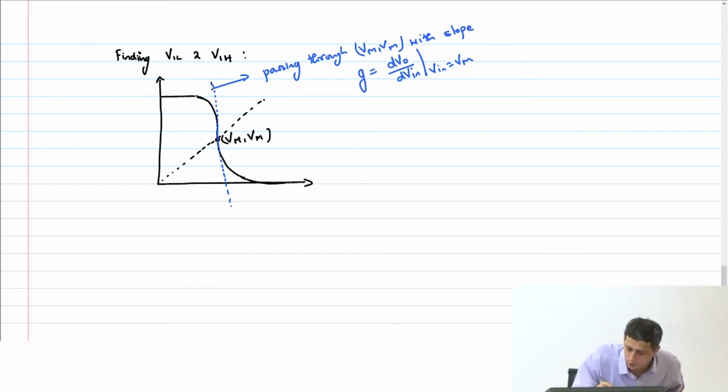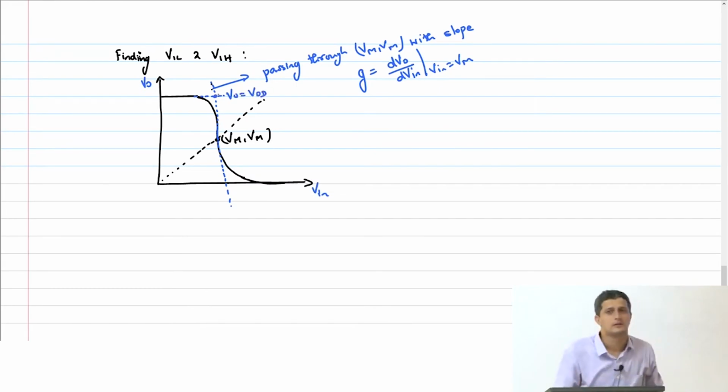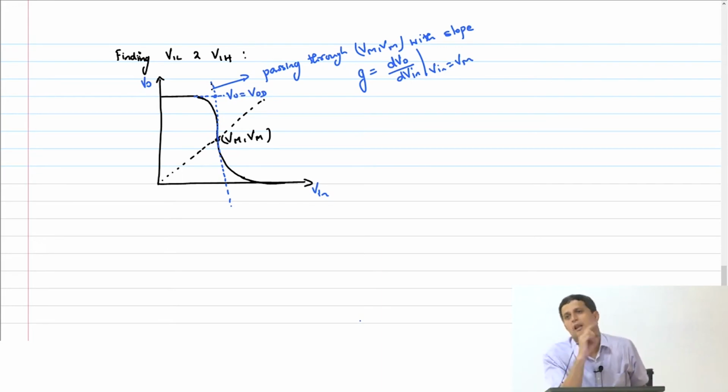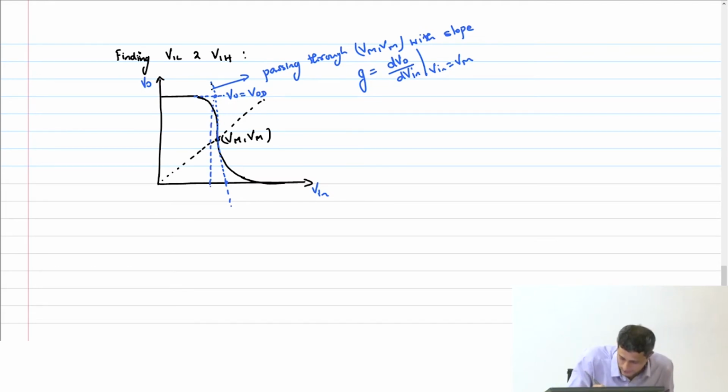Okay, this will come and now meet my V out equal to VDD line. This is V out versus V in. This is V out equal to VDD. This I am defining as VIL. Similarly, on the other end, this comes here. Remember, I have drawn this a little exaggerated just to point out. So if you look at this, I am calling this VIL and this VIH.